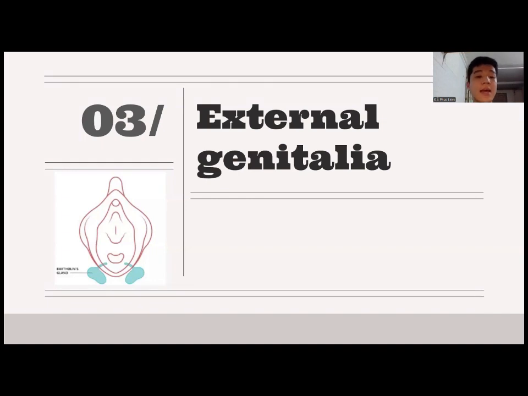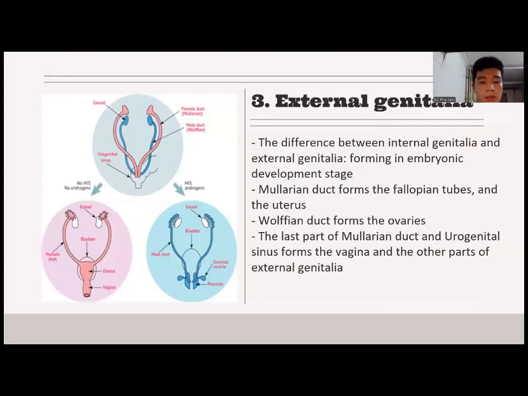The third part is the external genitalia. The difference between the internal genitalia and the external genitalia is found in the embryonic development stage. The Müllerian duct forms the fallopian tubes and the uterus, while the Wolffian duct forms the ovaries. The large parts of the Müllerian duct and urogenital sinus form the vagina and the other parts of the external genitalia.